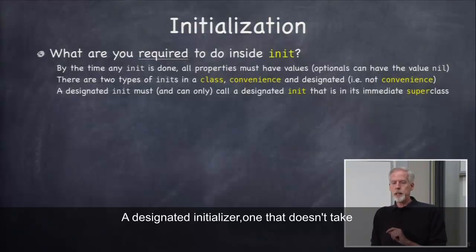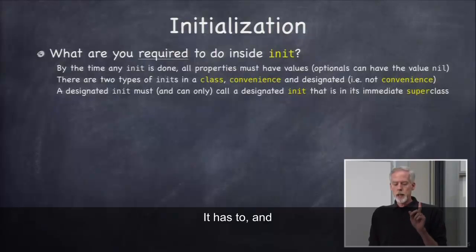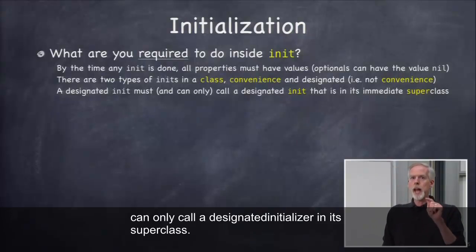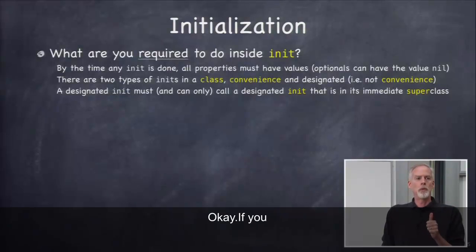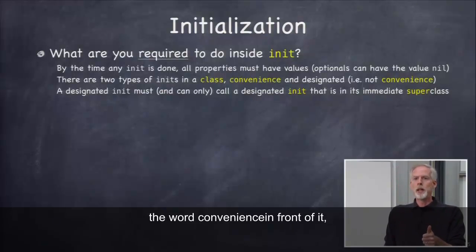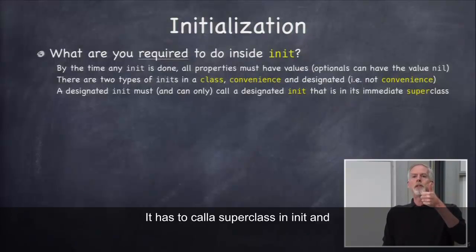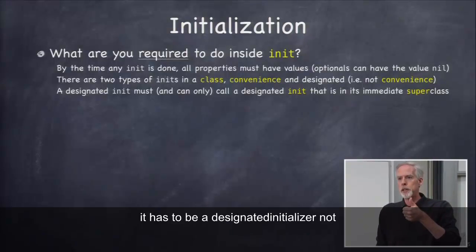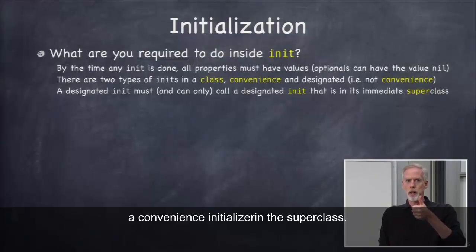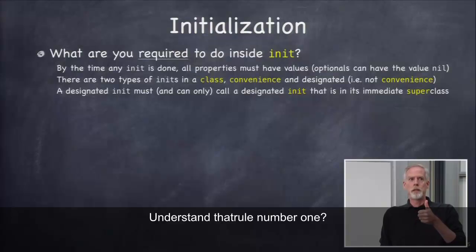A designated initializer, one that doesn't say convenience in the front of it, has to and can only call a designated initializer in its superclass. This is a very important rule. Okay, if you have a designated initializer that doesn't have the word convenience in front of it, it can't call another init in your class. It has to call a superclass's init, and it has to be a designated initializer, not a convenience initializer in the superclass. Okay? Understand that rule number one?